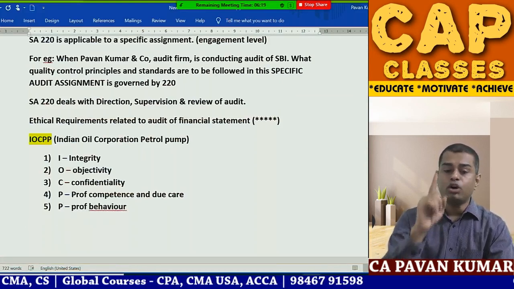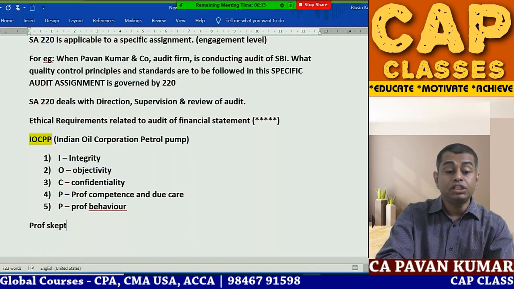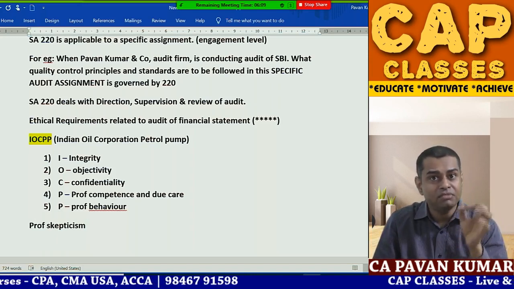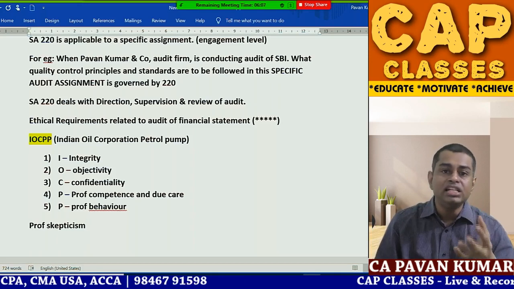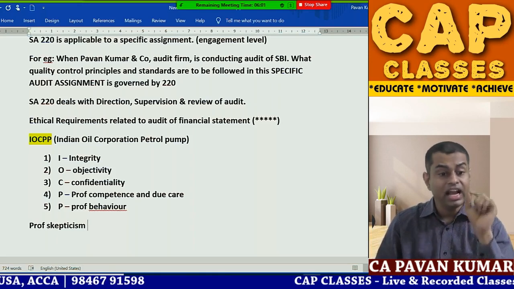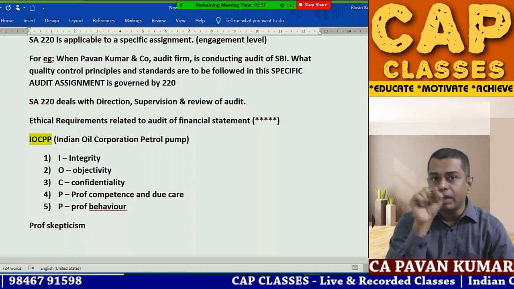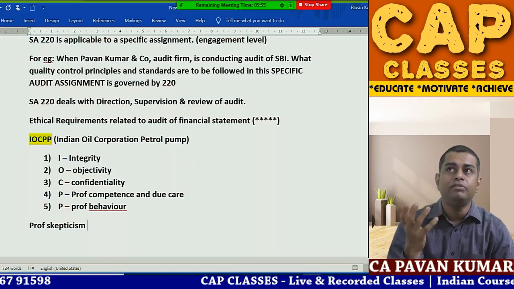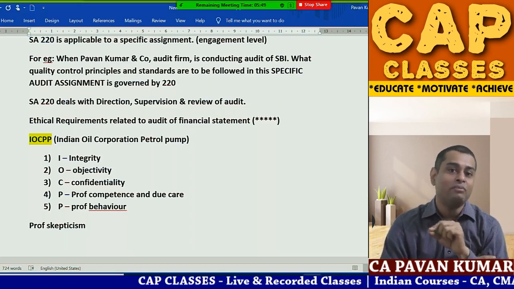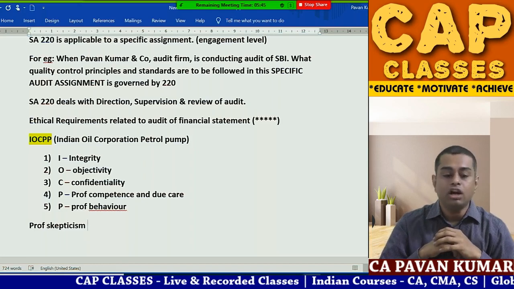Now the most important thing is that they have already asked, they'll give you professional skepticism. Remember, professional skepticism is an attitude or mindset of the auditor, but it is not an ethical requirement. But in options A, B, C, D, if they put professional skepticism, half of the people think professional skepticism is required. No, that is not an ethical requirement. That is a work-related requirement. The ethical requirement is IOCPP. You got it? That's all.